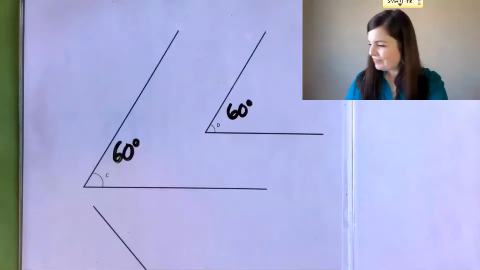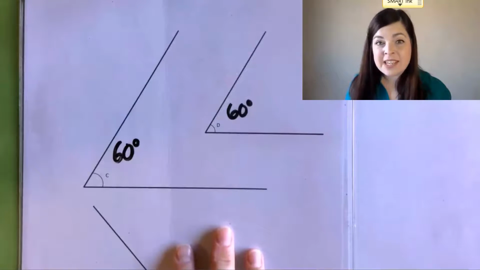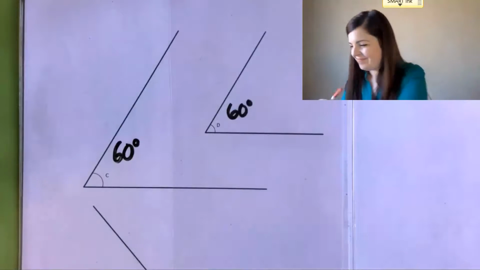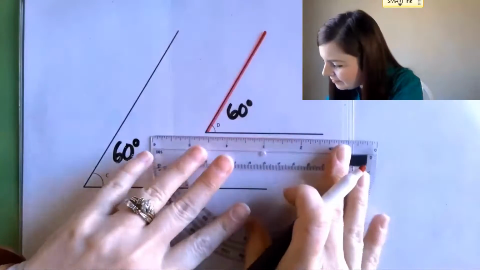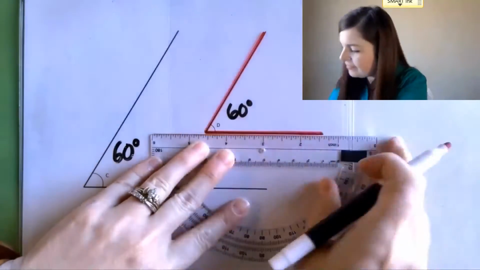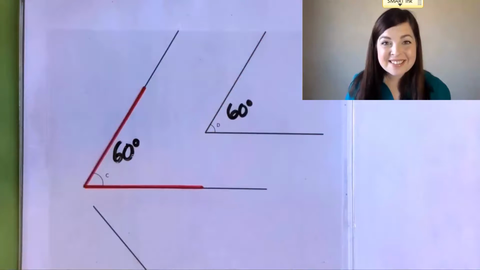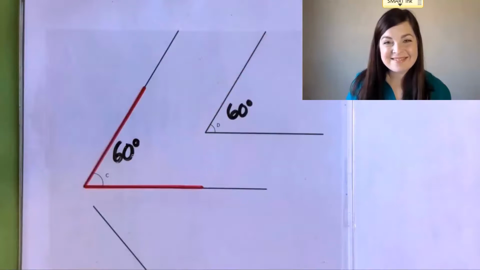Let's try it. I'm going to take this page protector and I'm going to trace over angle D and then put it on top of angle C. And let's see what happens. What do you notice? It matches up. The angles are the same size.